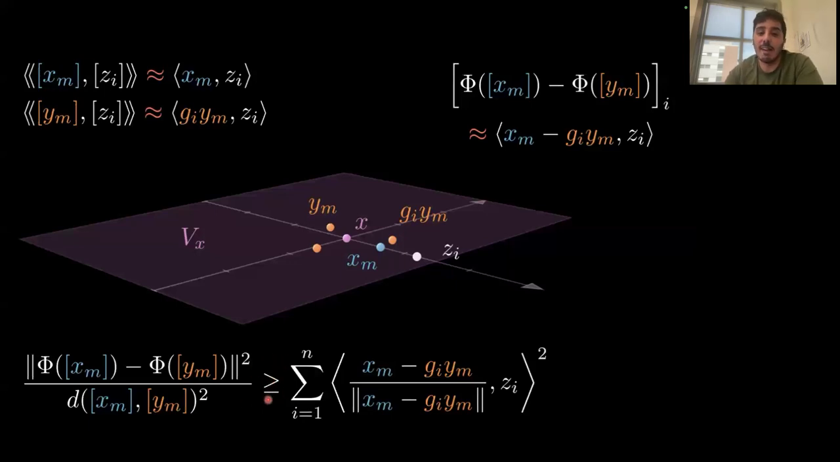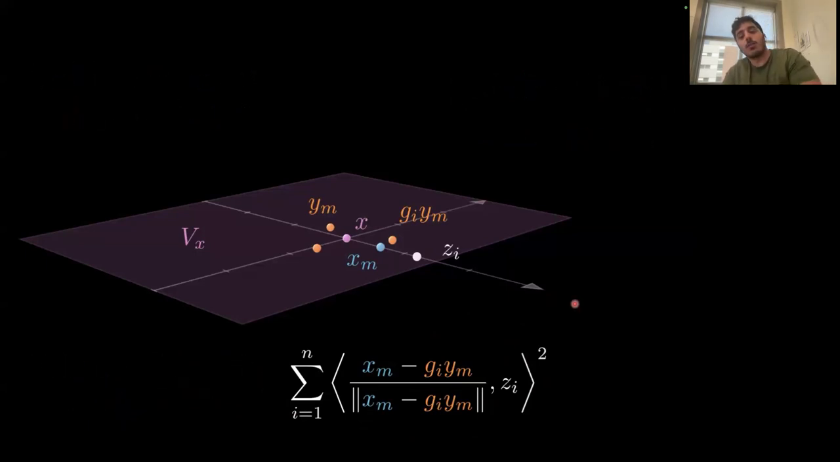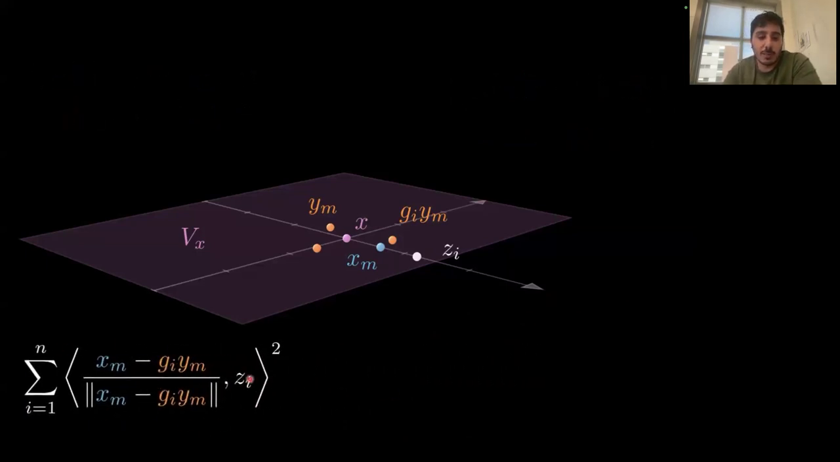But that's okay because I want to show this guy is bounded away from 0. So it's okay to show that the right-hand side is bounded away from 0. So like, it's okay to replace the distance with a bigger thing as long as the right-hand side is still bounded away from 0. And with that, that's my goal. I'm going to show this guy is bounded away from 0.